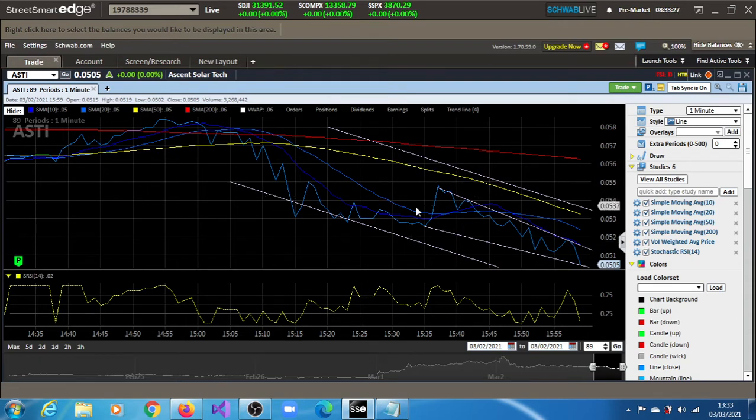Within it, we have the correcting and bearish price line for Ascent Solar. So for a greater part of that last hour, it was just very much bearish and pulling back.